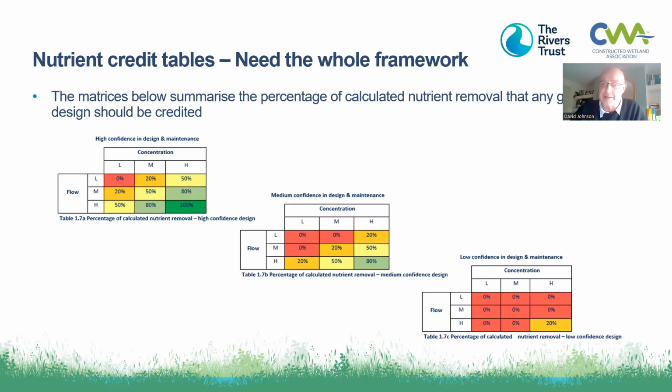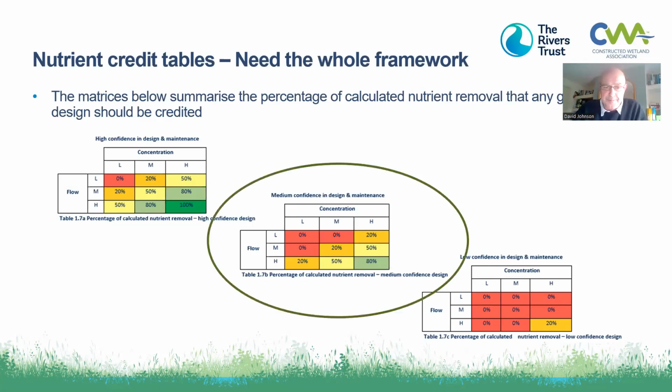and each table reflects a different level of confidence in the design that's been submitted. So the top table is based on a high confidence design, and the bottom table based on a low confidence design. And if we just home in on the middle table and one particular cell there, what it's saying there is that we've got a medium confidence in the level of design that's been submitted.